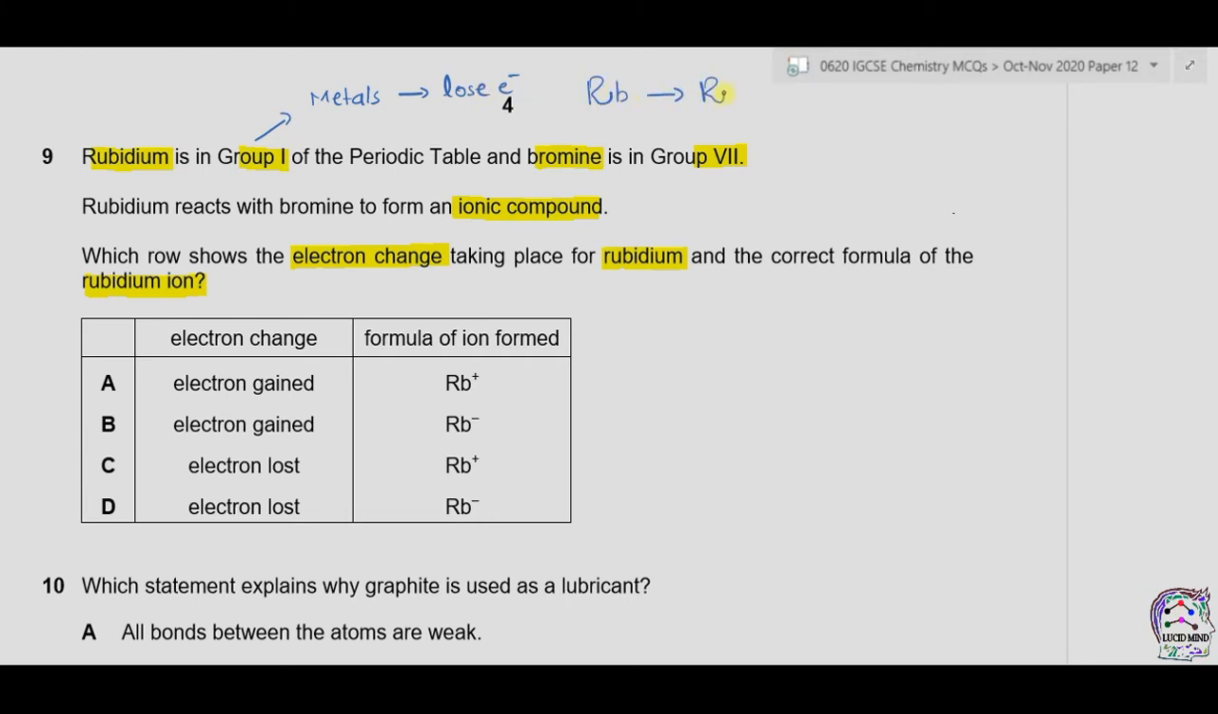convert into rubidium plus 1 along with the loss of 1 electron. So the charge on rubidium will be plus 1 and 1 electron is lost. So it could be C or D, and it is C. So answer is C.